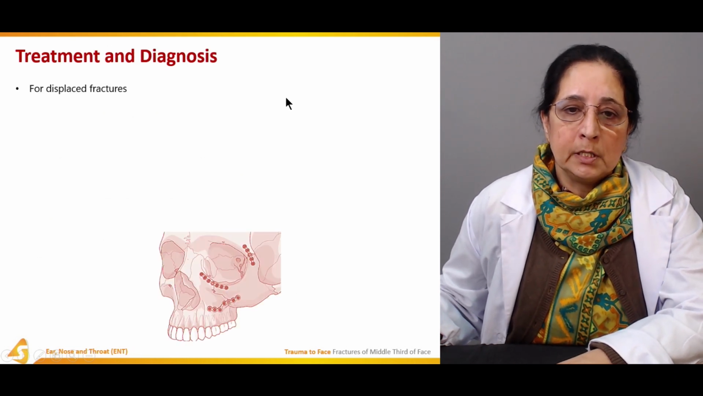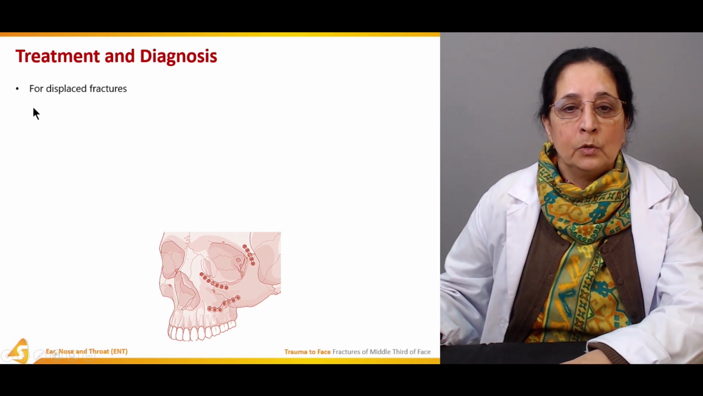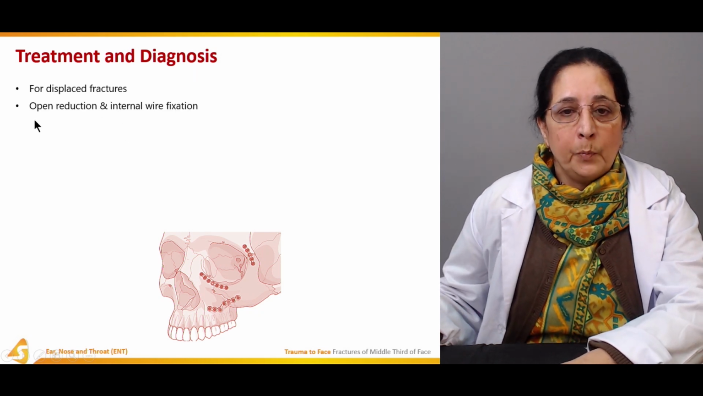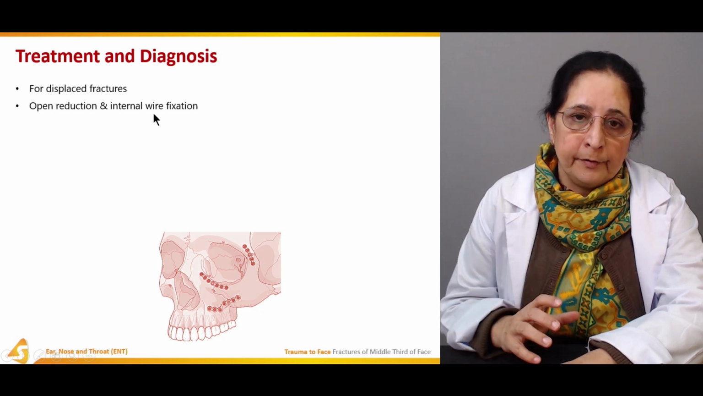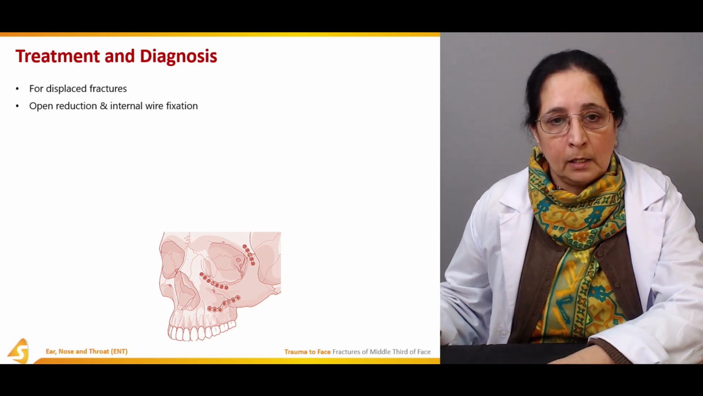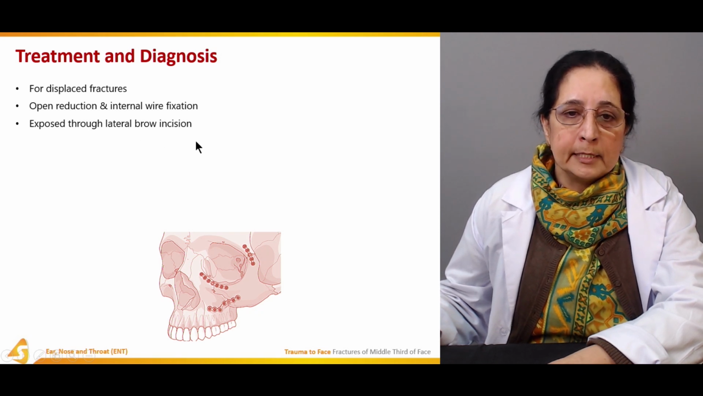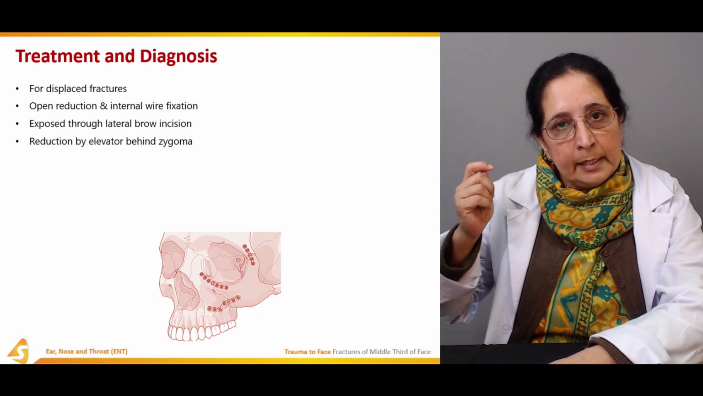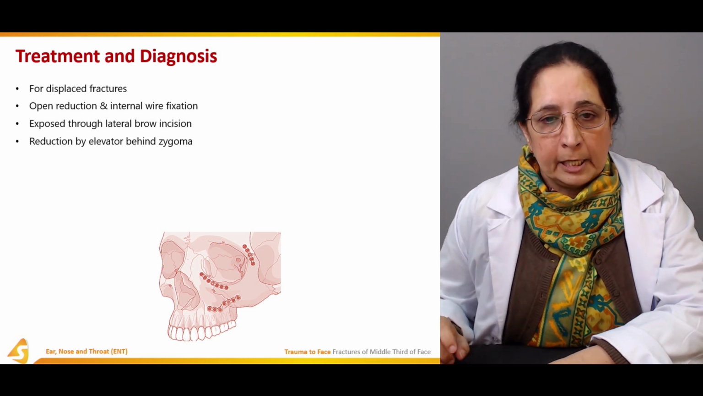Treatment and diagnosis, you can see the wiring done to keep the parts. So treatment and diagnosis for displaced fractures: open reduction and internal wire fixation. Different bones are fixed with the wire so they keep in contact. Exposed through lateral brow incision, reduction by elevator behind the zygoma. The elevator is used to reduce the fracture.